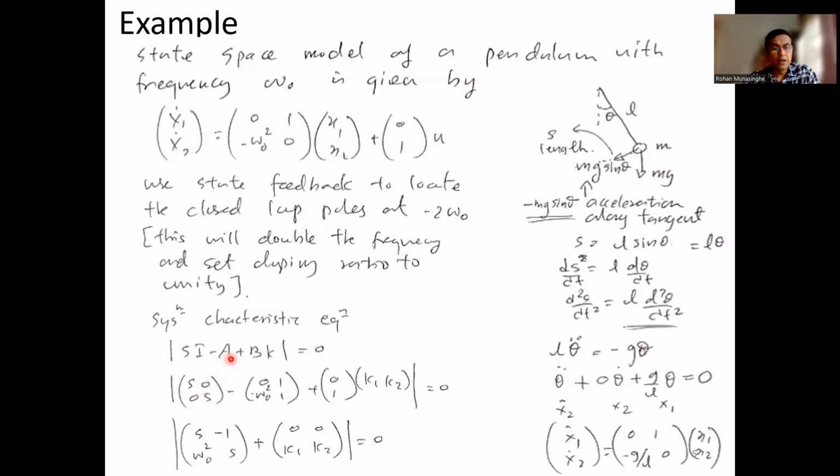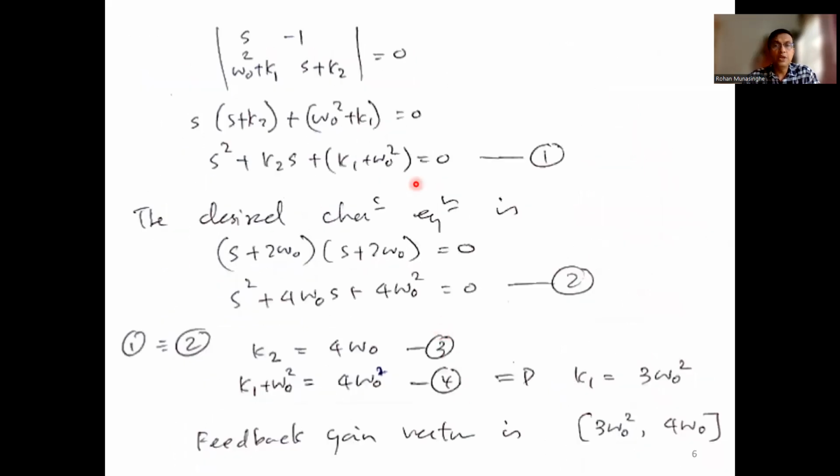So you get A from here, right? Plus this is B, K is K1, K2. Right? Now you put it like a rho is equal to 0. You get this as your characteristic equation, right? Now, what is your objective here? Your objective is to locate your poles in specific locations, right?